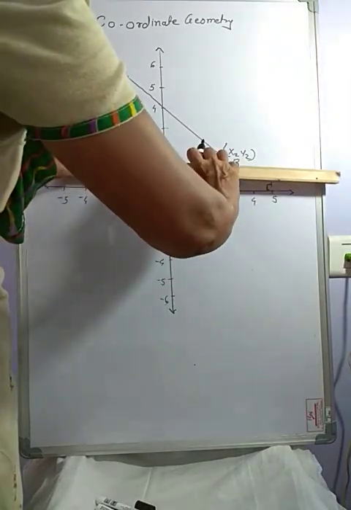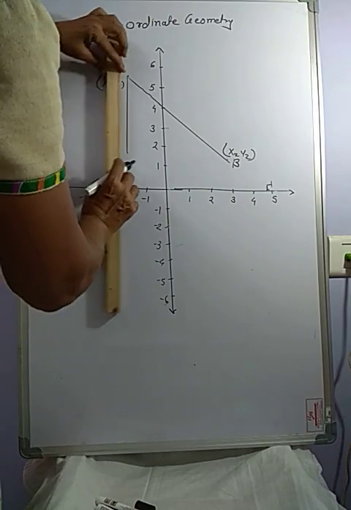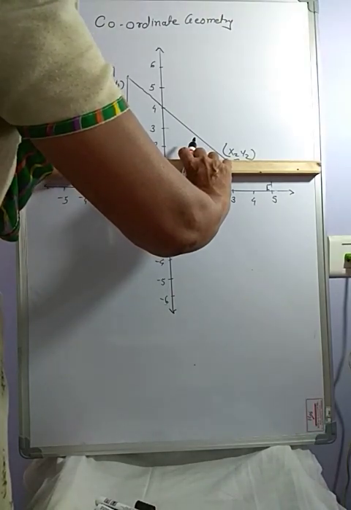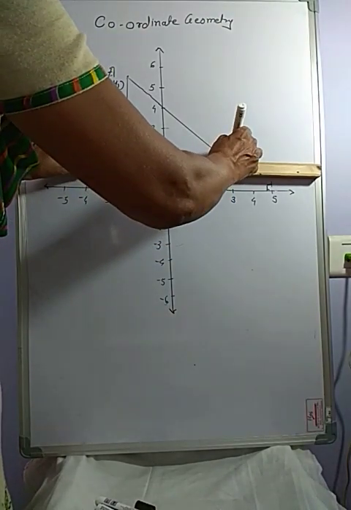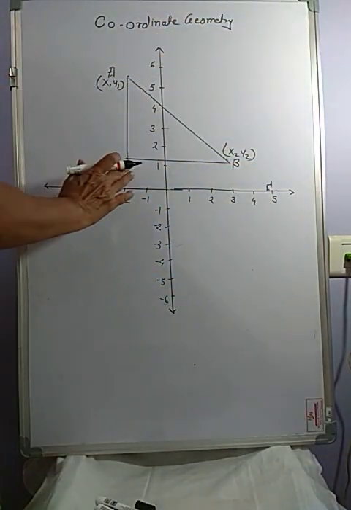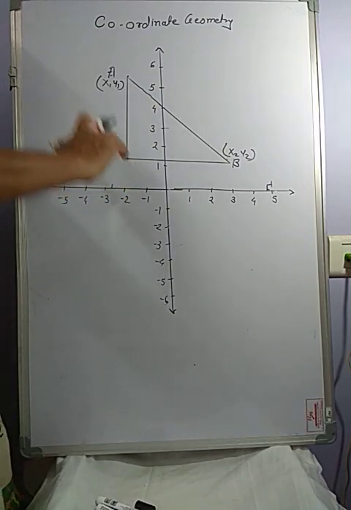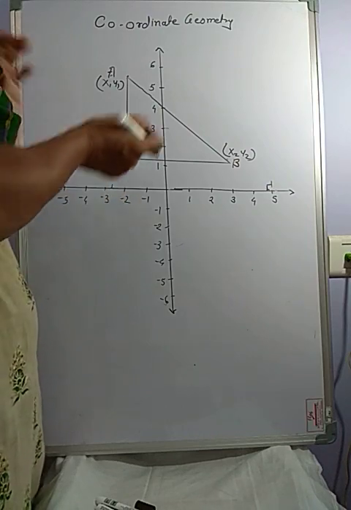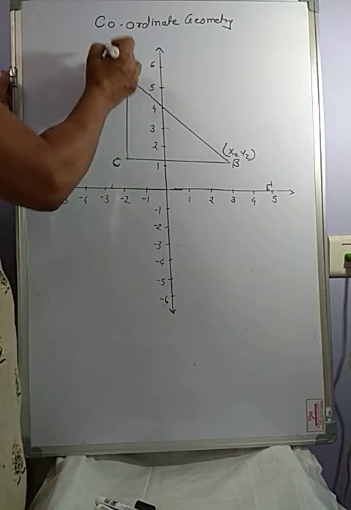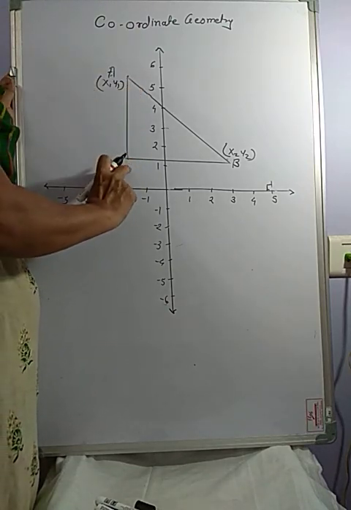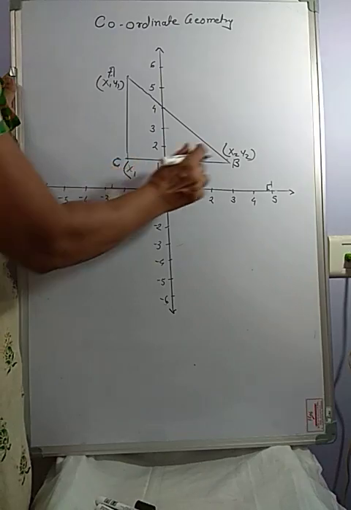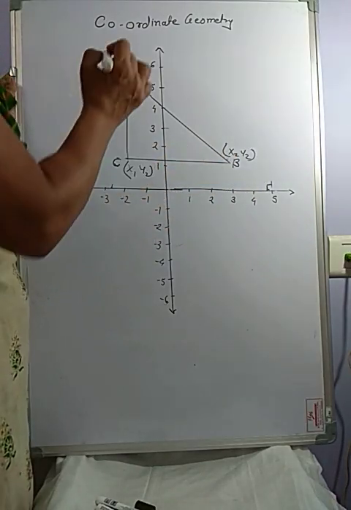Again, same method. Draw lines parallel to the x and y axis through the points A and B as per requirement. We can take it in another manner also. So, this point is C, suppose. What are the coordinates of C? Here, its x coordinate will be the same. So, here it will be x1 and y2, and B is (x2, y2).